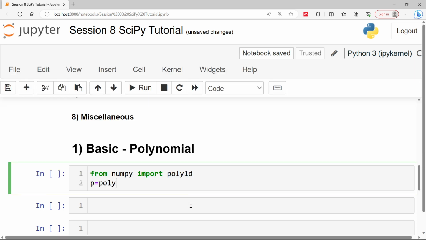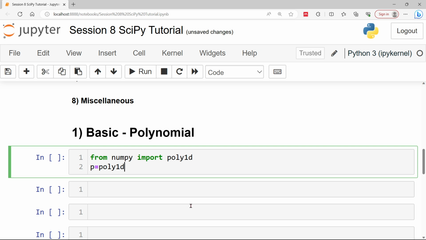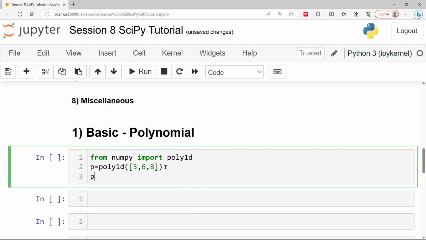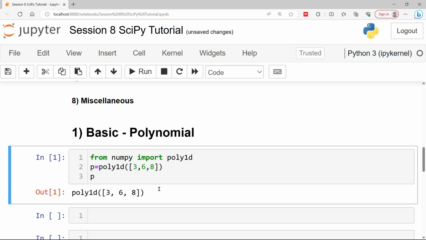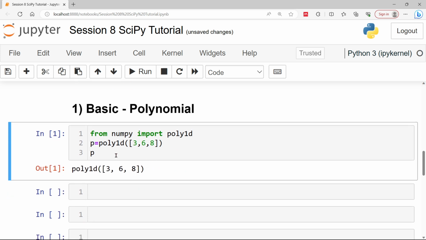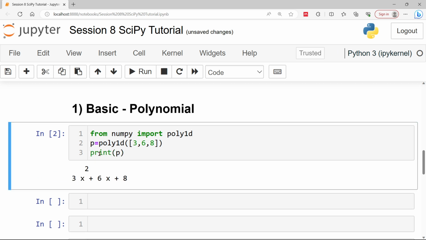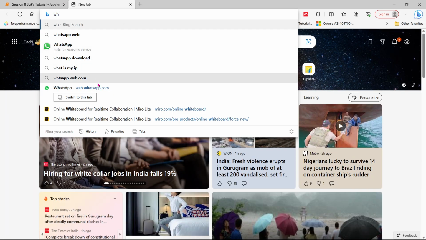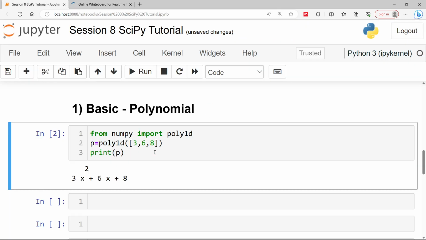So I'll write poly1d, and inside poly1d I'm going to write 3, 6, 8, and assign it to p. So you will find the polynomial in this p, right? If you print p here, you will find 3x squared plus 6x plus 8, right? Let me open my whiteboard so that I can create that equation.